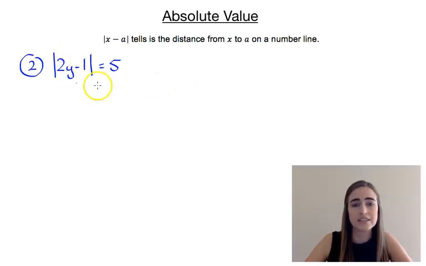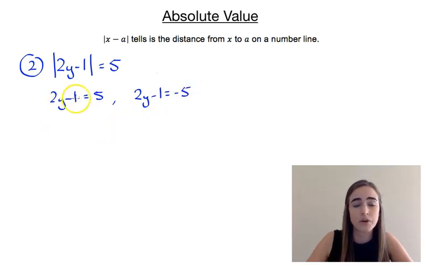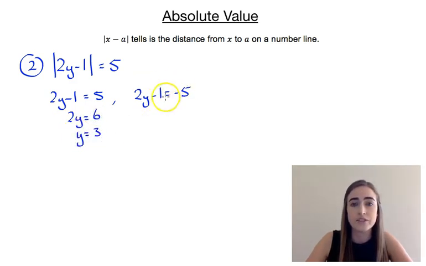Our next question says the absolute value of 2y minus 1 is equal to 5. So solving that algebraically, we're going to have 2y minus 1 is equal to 5, or 2y minus 1 is equal to minus 5. Then we're going to solve them both, so we'll add 1 to both sides, so 2y is equal to 6, and then divide by 2, and we'd have y equals 3. Do the same thing over here, so add 1 to both sides, and we'd have 2y is equal to minus 4, and then divide by 2, and we'd end up with y equals minus 2. So we've got two solutions there that satisfy that equation.